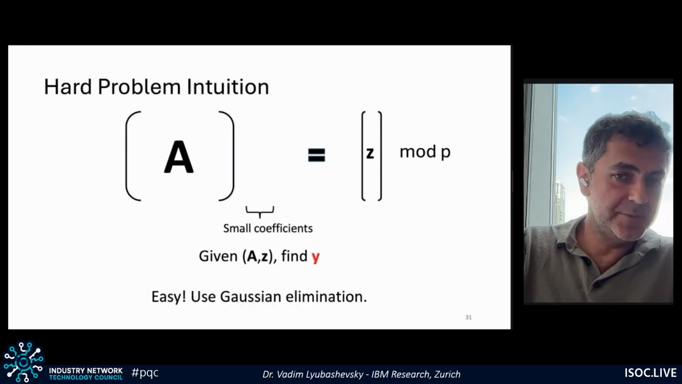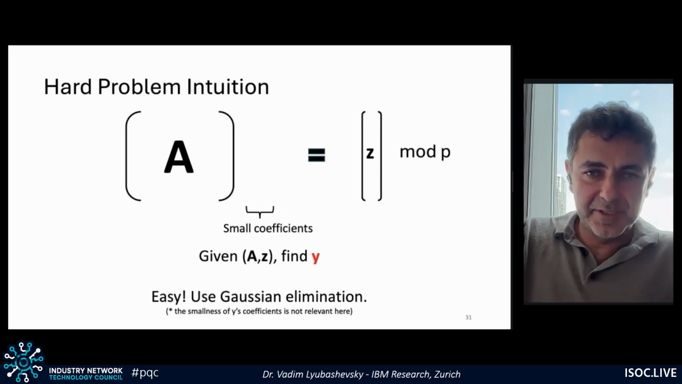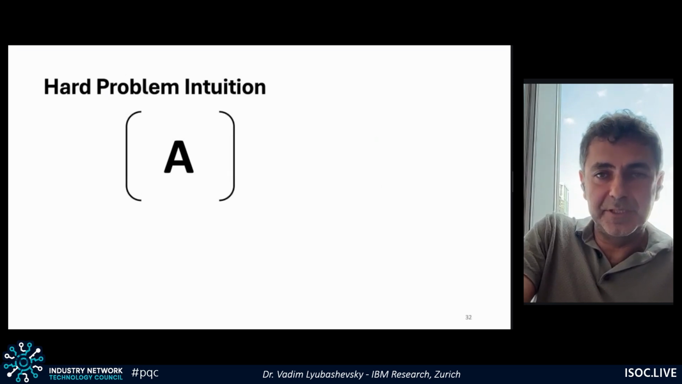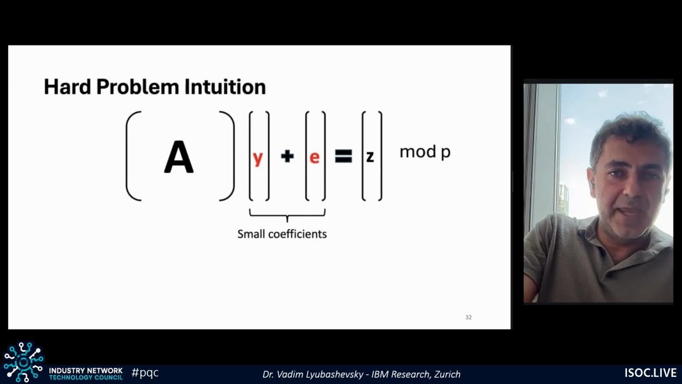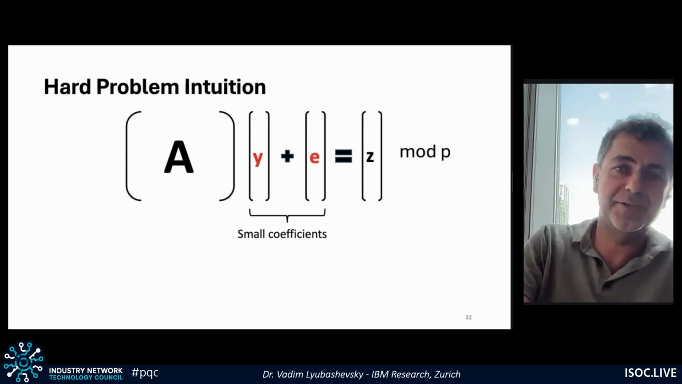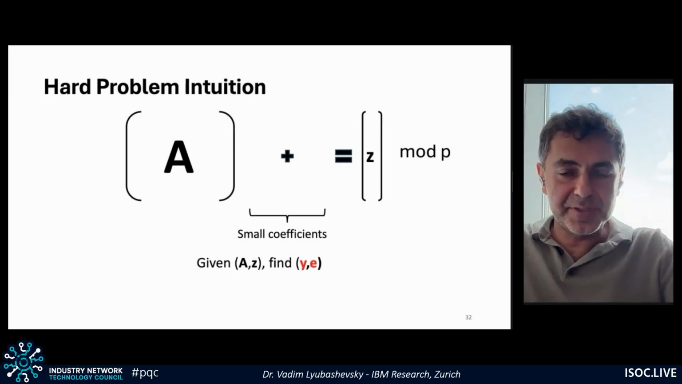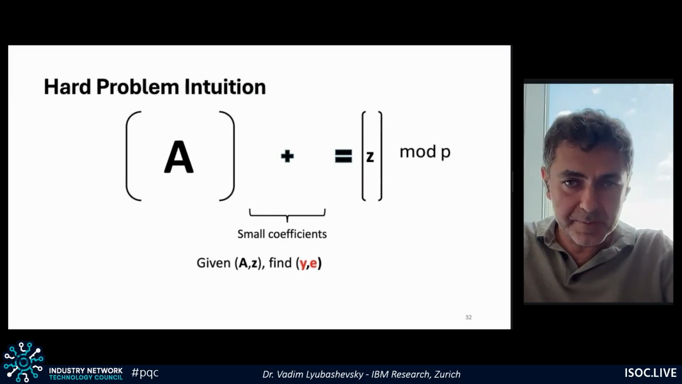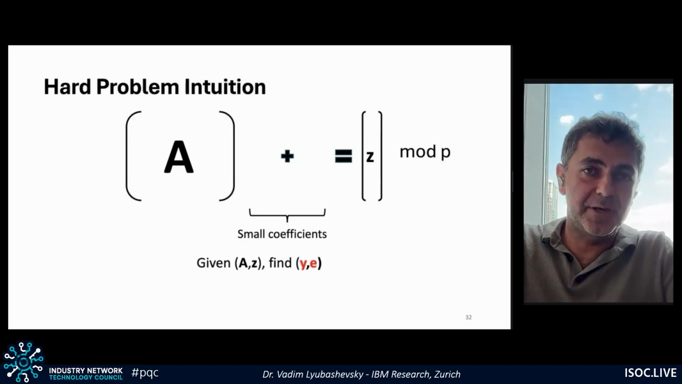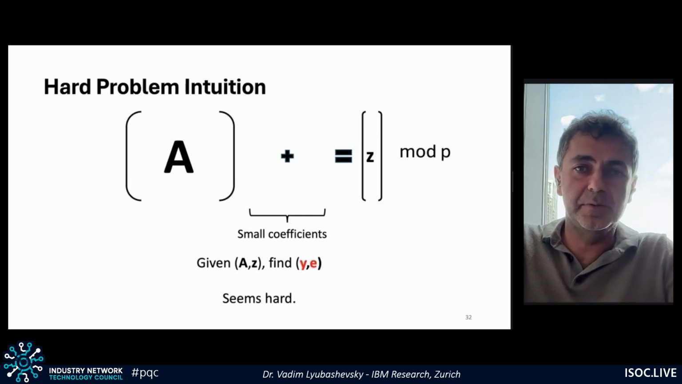Of course, this is easy. You just use Gaussian elimination, you invert the matrix, and you find Y. And the smallness of Y's coefficients is not relevant here. Maybe it's relevant for the next part. So now here's the hard problem. Here's how to convert something that's completely trivial into a hard problem. How about we do A times Y, but I perturb the solution by a vector E of small coefficients, like 1 or 0. So you have AY plus E equals Z mod P. Now the question is, given A and Z, can I find Y and E? This Y and E is unique. And just by perturbing the answer AY, all of a sudden the problem becomes what we think is exponentially hard, even for quantum computers.